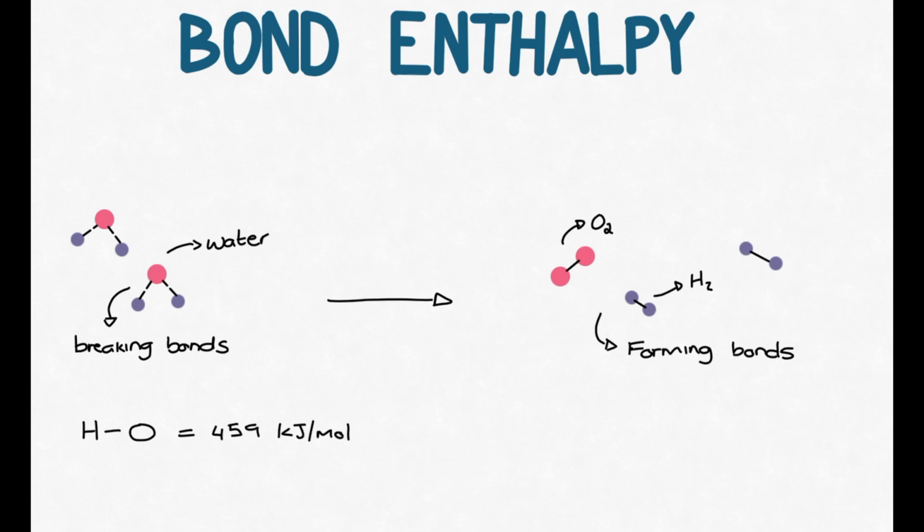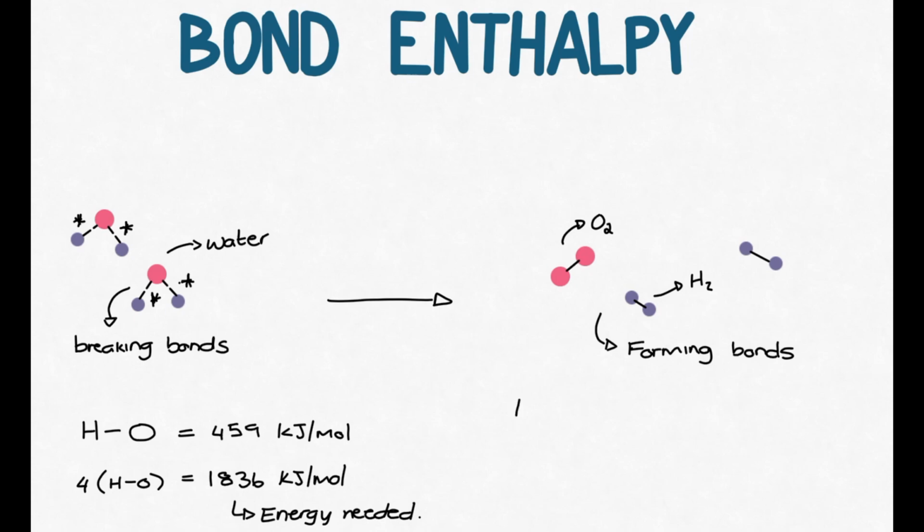So if I need to break these bonds in this reaction, there's 4 hydrogen-oxygen bonds that need to be broken. And this will give me a total of 1,836 kilojoules per mole of energy needed to break all these bonds. We then can look at the other side of the equation where the bonds form between oxygen and hydrogen.